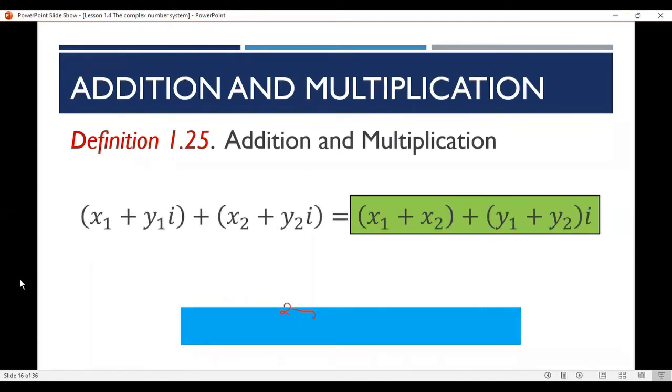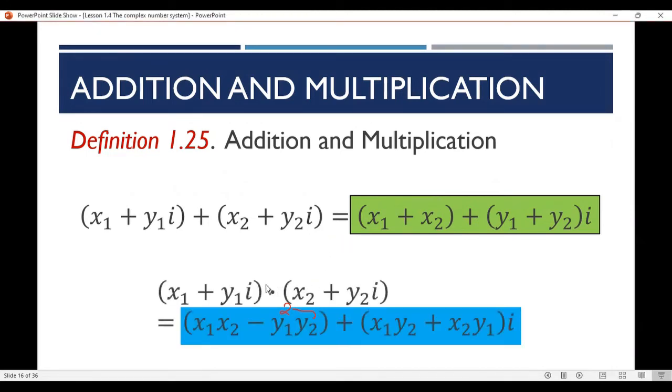So, complex number plus another complex. Ito ang ginagamit natin: x sub 1 plus y sub 1 i yung first complex, plus second complex, x sub 2 plus y sub 2 i. Ang gagawin mo lang, pag mag-a-add ka, real to real, imaginary to imaginary. So, ang real to real natin ay x1, x2. Hindi pwedeng mag-crossover kapag sa addition.